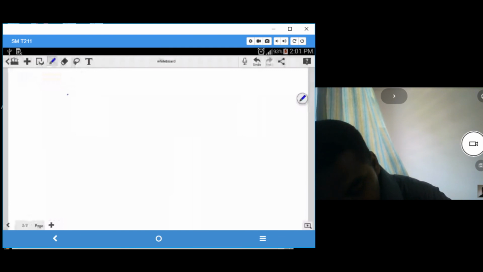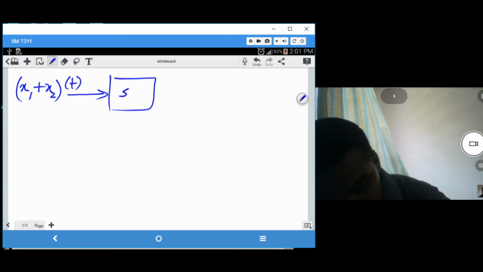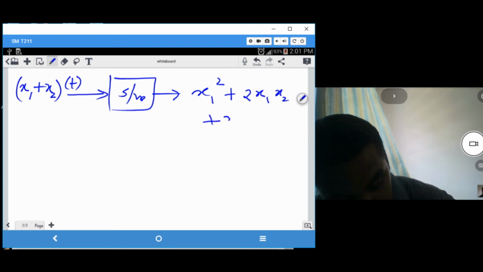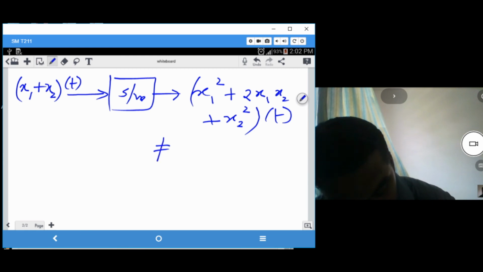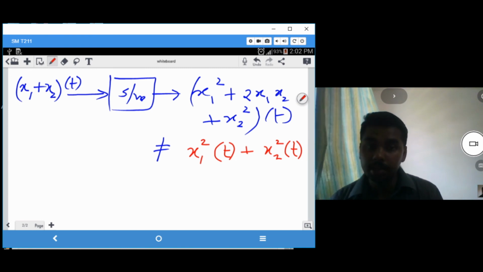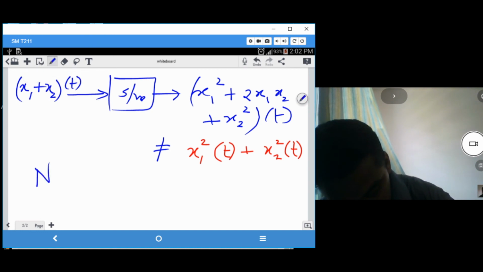We can perform the summation operation x1 plus x2. I'm going to add pointwise the signal x1 plus x2 of t. If I pass it through the summation system, it would result in, say, x1 squared plus 2 times x1 x2 plus x2 squared of t, which is not equal to the sum of the individual outputs, which is x1 squared plus x2 squared of t. So this is a negative example, a system that is non-linear. This is a non-linear system.